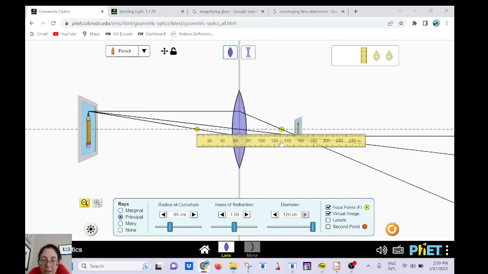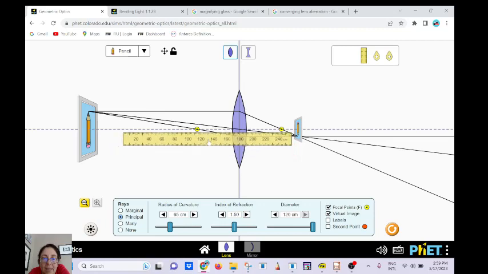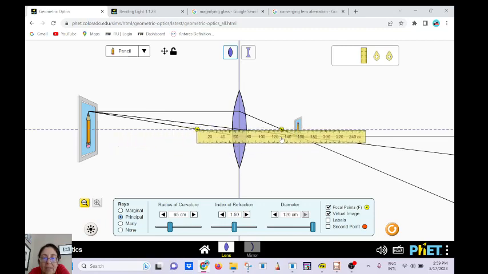So the focal length is about... you have to measure here, about 65. So if you take twice that distance, so twice this distance here, so boom, about here. If you take that twice this distance here, that will be twice the focal length.